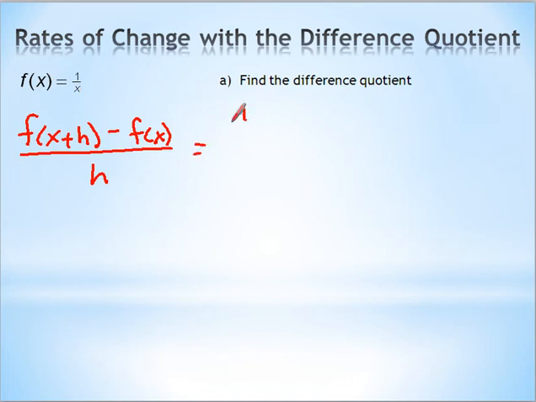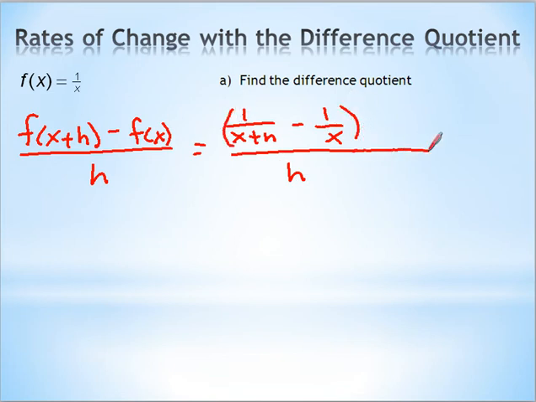plus h. That's going to be 1 over x plus h minus, and now we're going to plug in what f of x is, which is 1 over x, and all of this is divided by h. Now to simplify this one, in order to eliminate the divide by h, I'm going to multiply the numerator, and if I multiply the numerator by something, I better do it to the denominator as well.